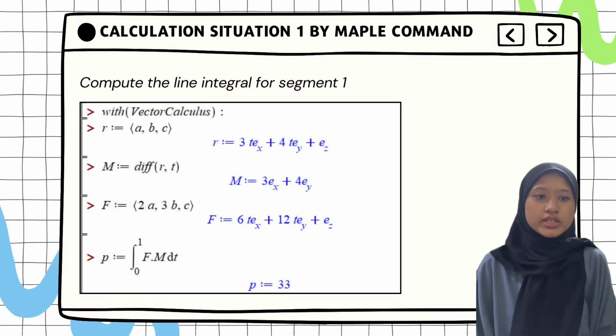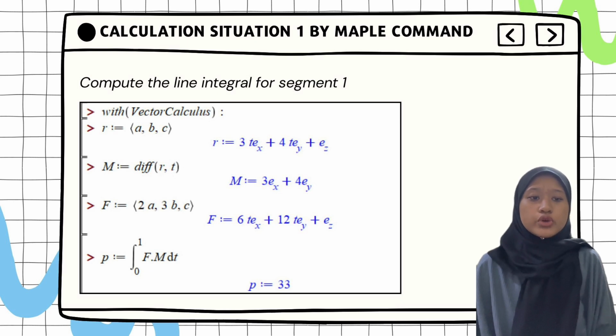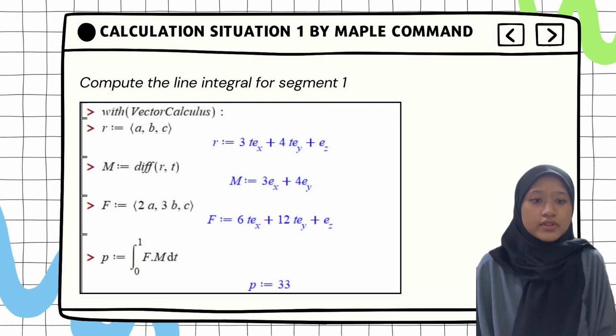Next, let's compute the line integral for segment 1. We begin by initializing the vector calculus package with the VectorCalculus command. Then we define our position vector r. Then, the differential vector m is obtained by differentiating r with respect to t. We define the function f equal to <2a, 3b, c>. Then we compute the integral p equal to the integral of f dot m dt, resulting in p equal to 33.